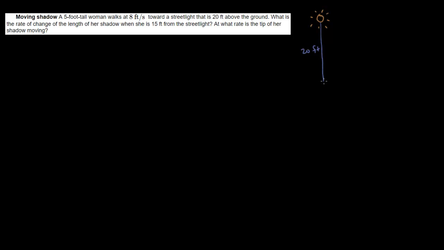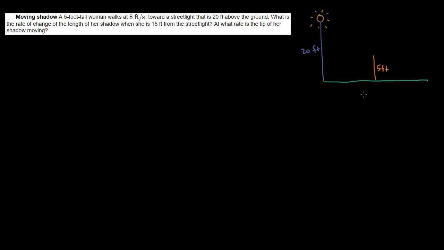Let's draw this. There's the ground. And you have a person, a woman that's 5 feet tall. Obviously, this is not drawn to scale. So we have a person here, obviously just represented by a line, and a street light here.